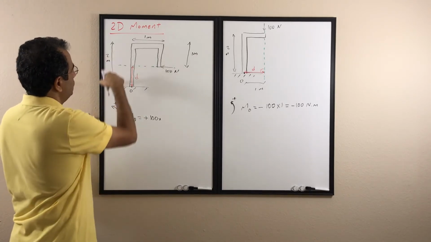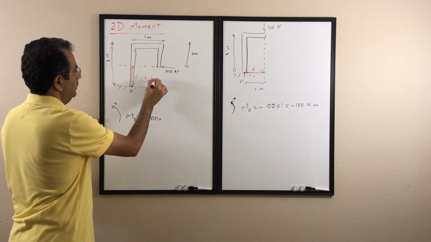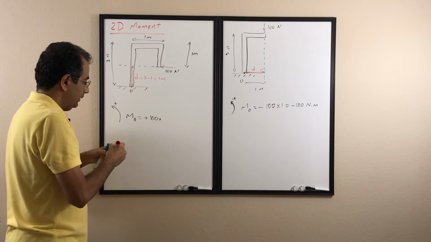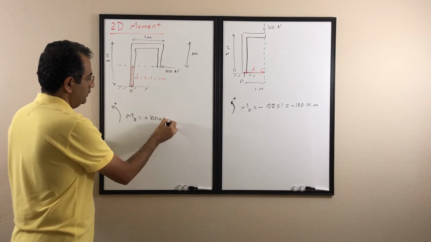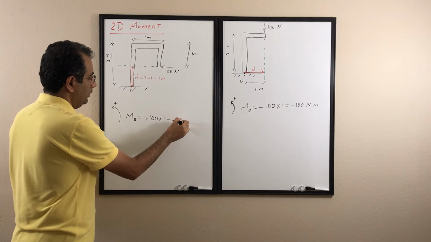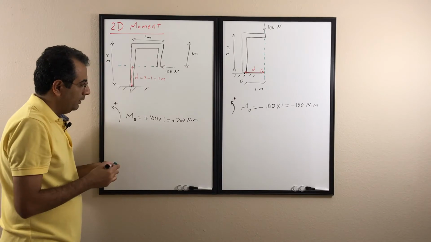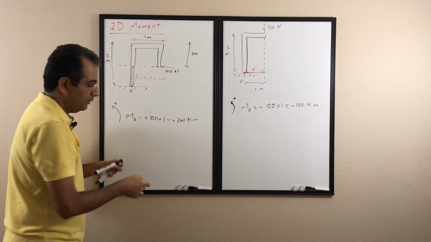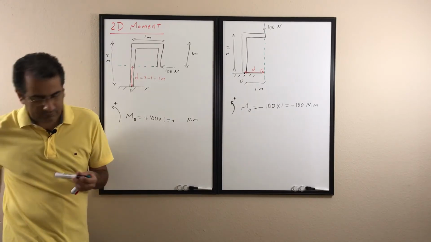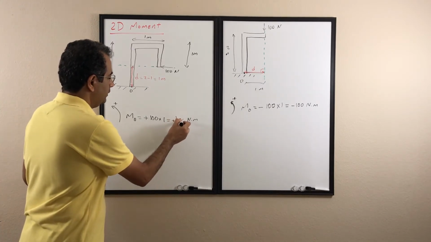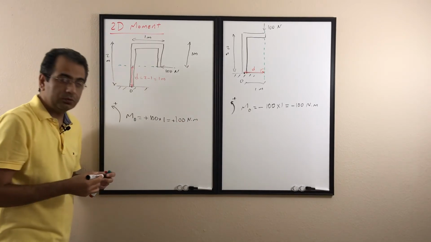In this case, D is 2 meter minus 1 meter, so it's going to be 1 meter. The distance is 1 meter, so this time it's 200 Newton meter. Sorry, 100 Newton meter. So it's positive, which means it's counterclockwise, and its magnitude is 100 Newton meter.